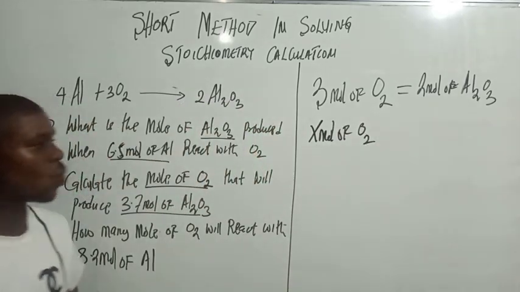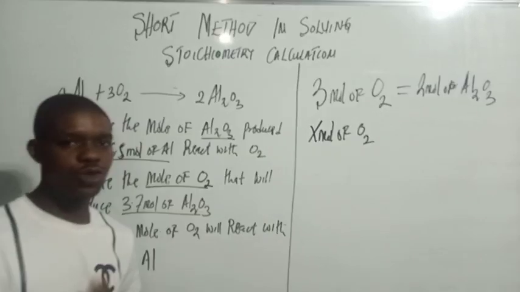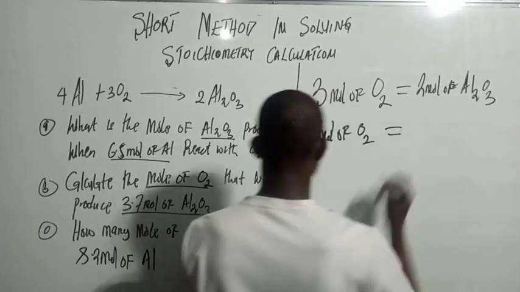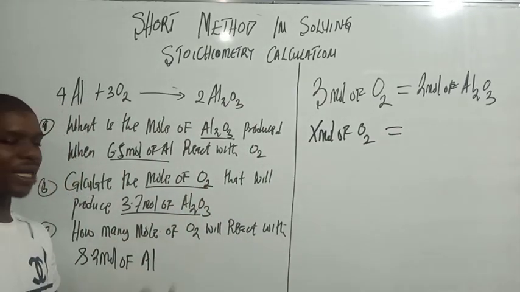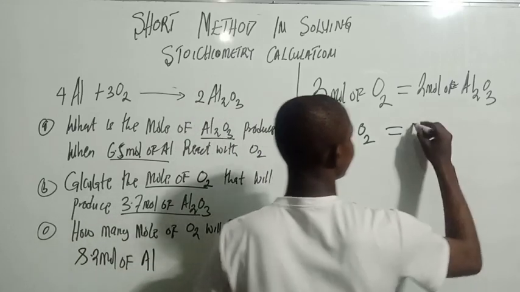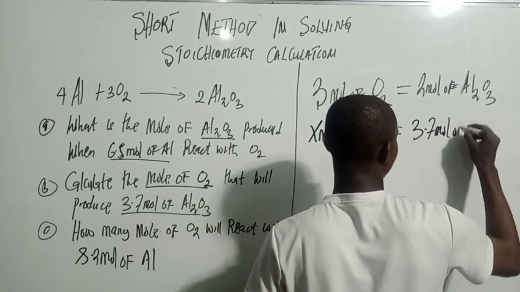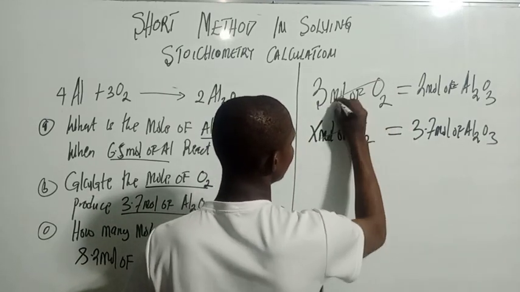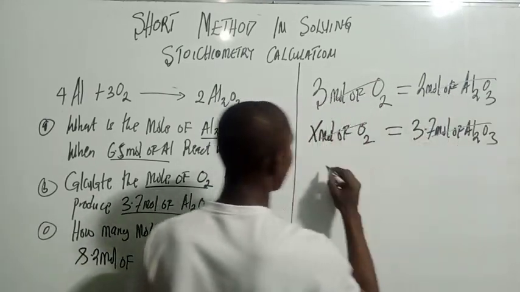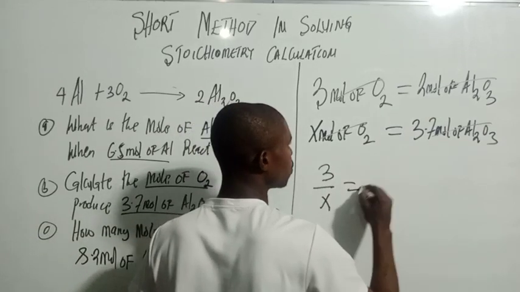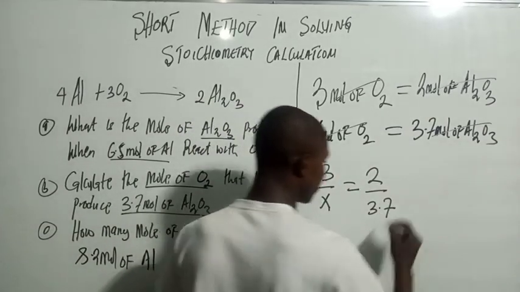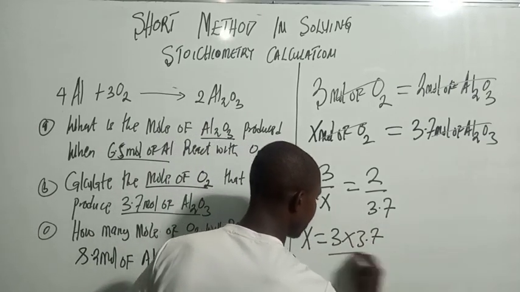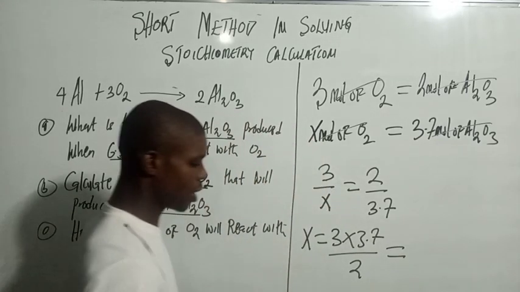Do you understand? The main reason why it's x moles is because that is what we are looking for. So it's going to become x moles of O2 equal to. Now they gave us 3.7 moles of Al2O3. So it's going to be 3.7 moles of Al2O3. You find that this will cancel out this one here, and this will cancel out this here. So here I have 3 over x equals 2 over 3.7. So when I do that, x is going to be 3 times 3.7 over 2. Punch your calculator to get your answer.